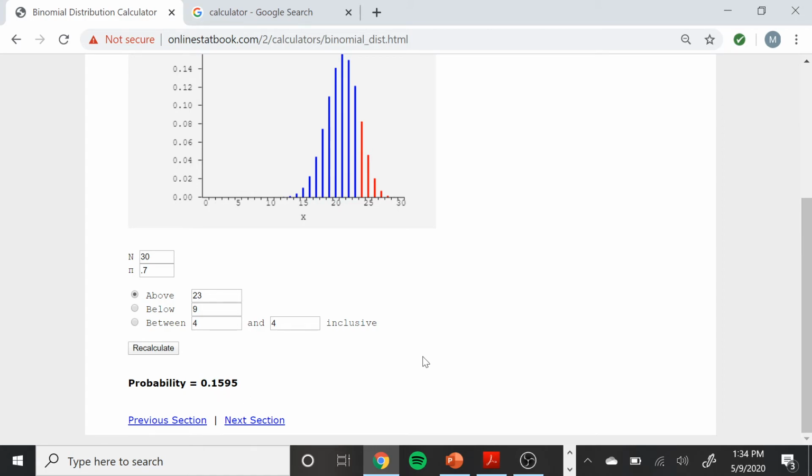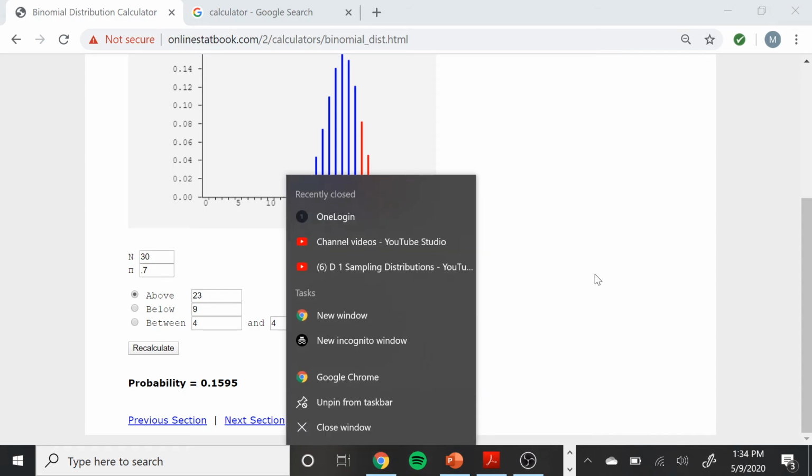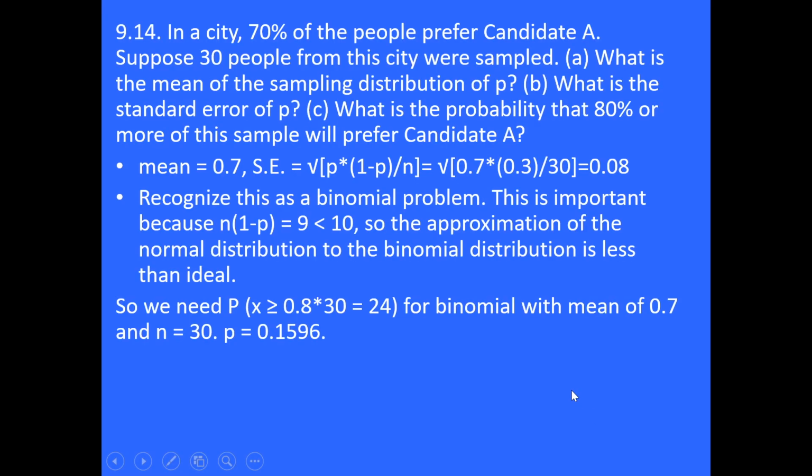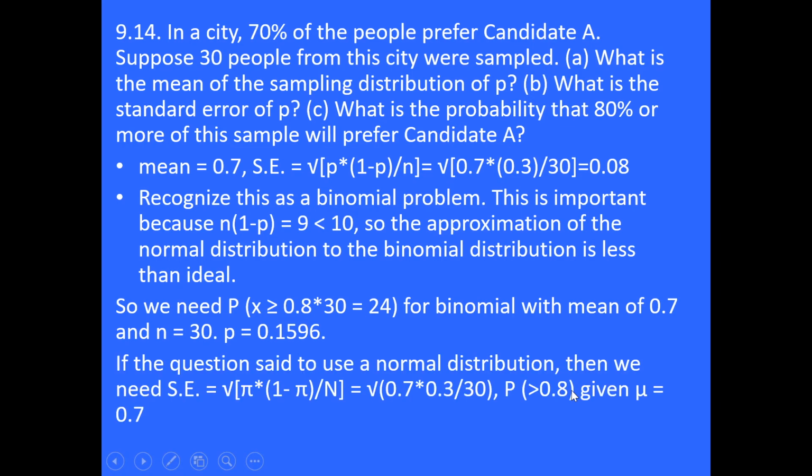Now let's try this with the normal approach and see what we get there, because it's going to be a little different. Let me see where we were on this slide. For this, we're going to need a standard error. We've got a mean, and then we have to figure out the probability of getting 0.8 or more in a normal distribution.